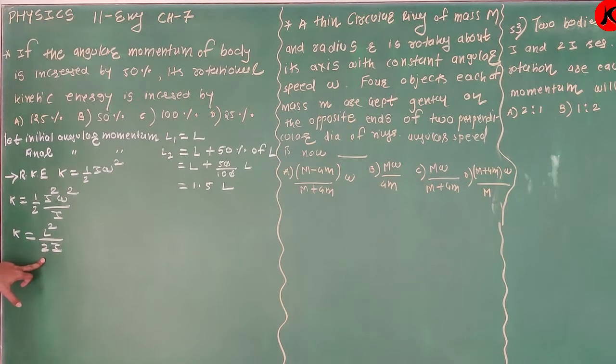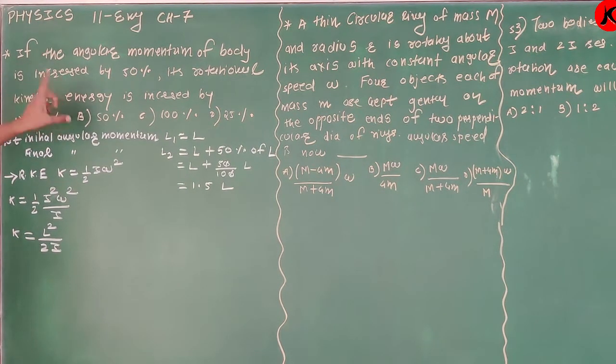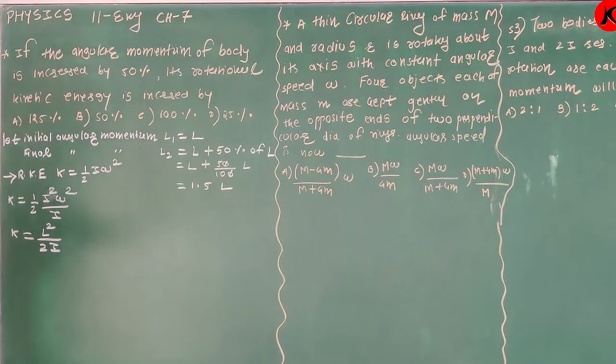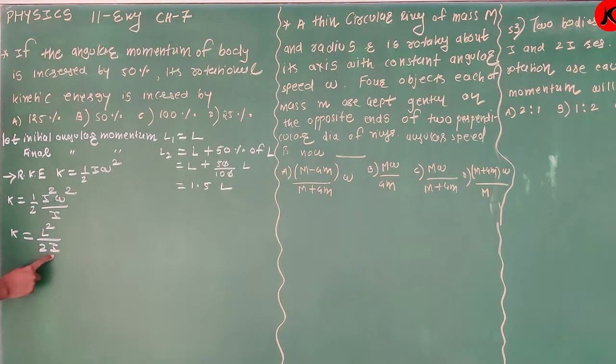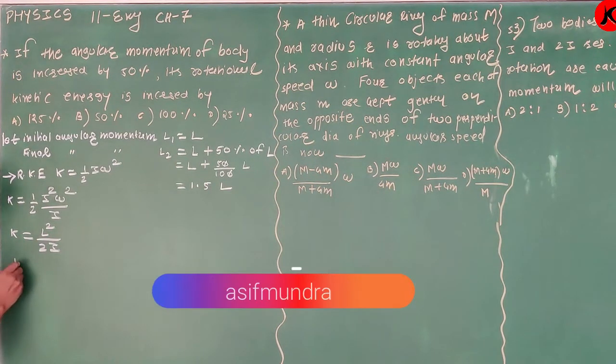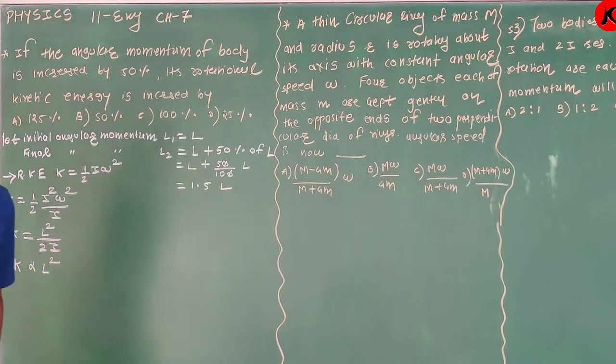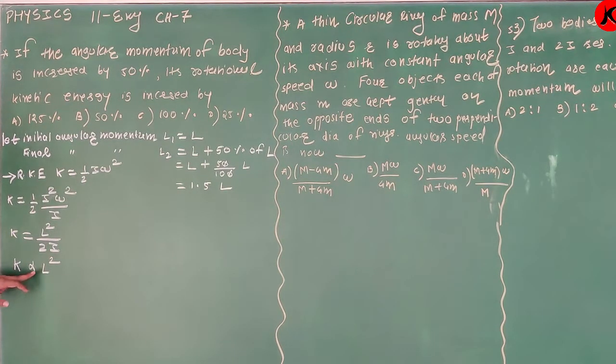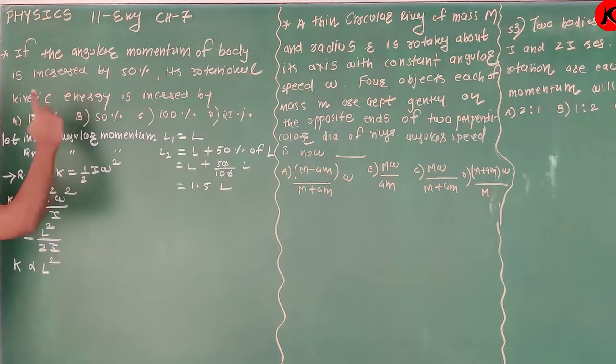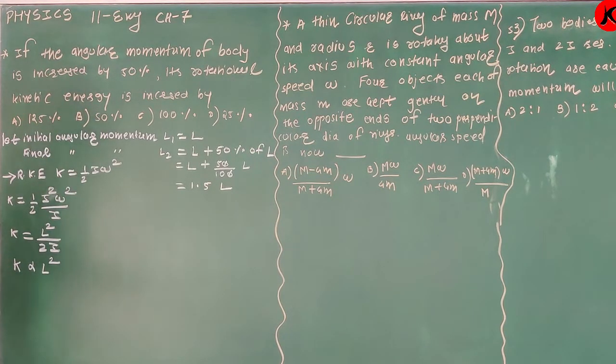Now 2 is constant. For a given body, only angular momentum is increased. The object is the same, so its moment of inertia is also the same. So I is constant. So here we can say K is proportional to L square. Clear? Any doubt? Here kinetic energy K is proportional to L square. So first of all, you have to obtain one relation between the two given quantities, angular momentum and rotational kinetic energy. It's compulsory. It is just a method.